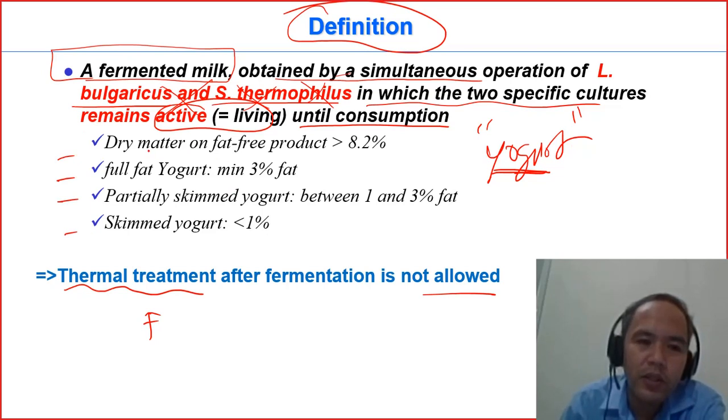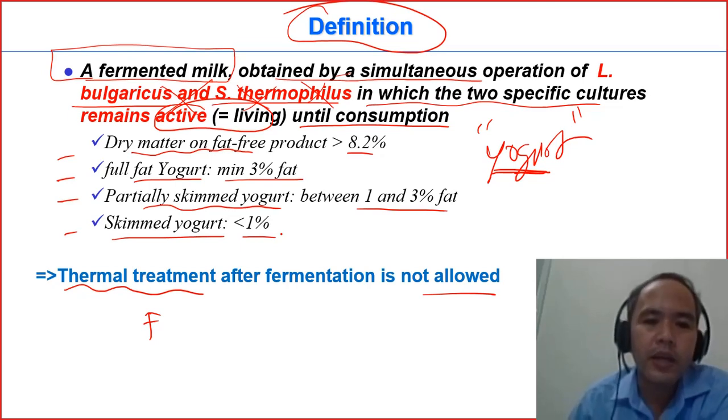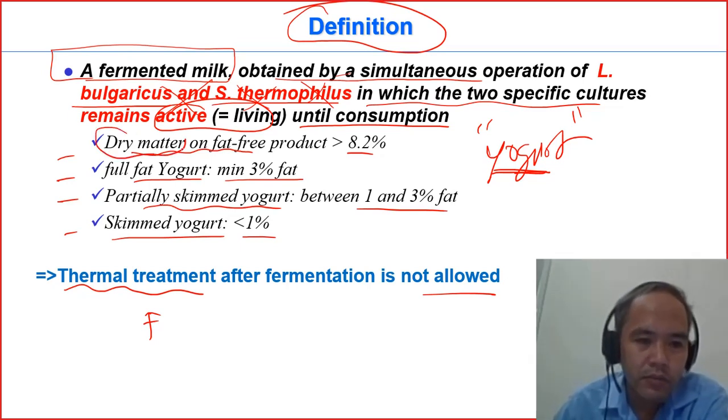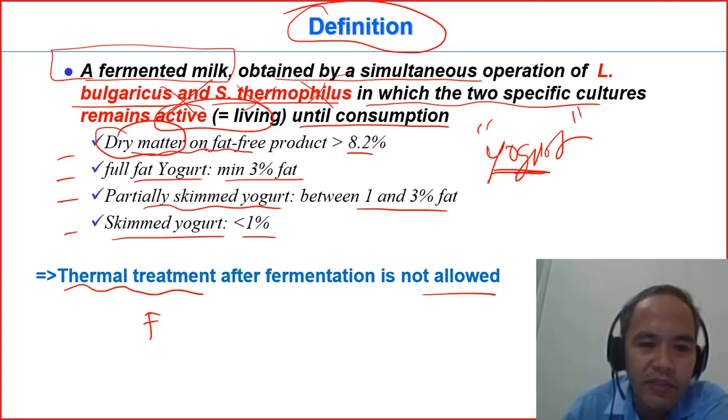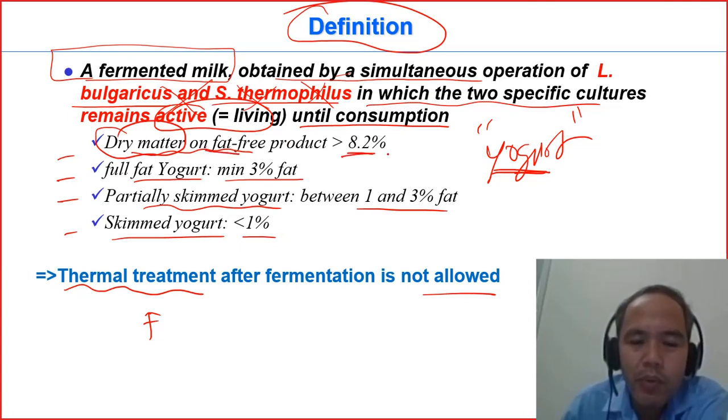There are other regulations as well. The dry matter content on fat-free products should be at least 8.2%. Full-fat yogurts contain a minimum of 3% fat, and half skim yogurt is in between 1 to 3%. Skim yogurt should have less than 1% fat. The dry matter, not counting the fat, should be minimum 8.2% to be called yogurt.